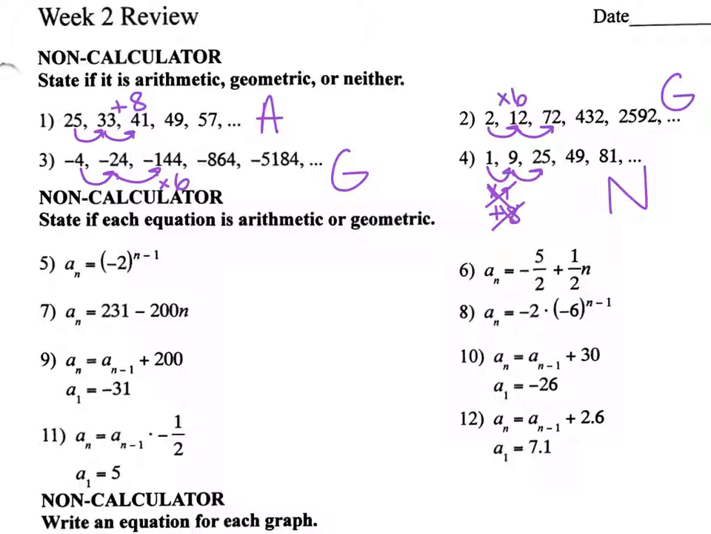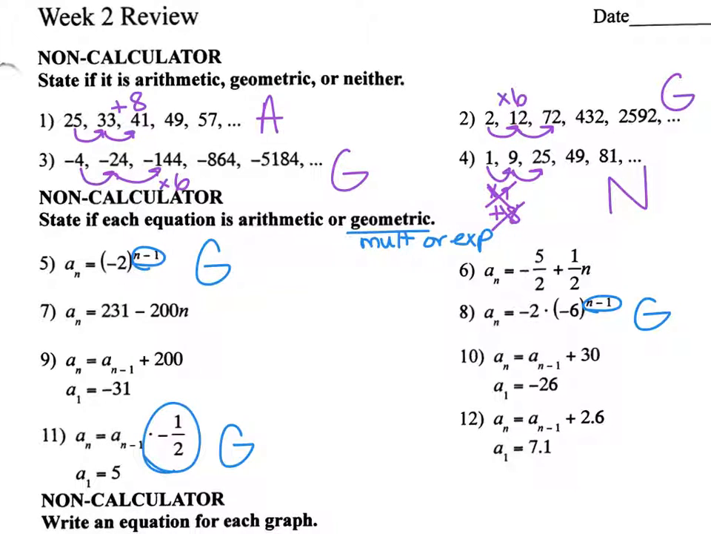On this bottom set, we said geometric. You either are looking for something that's going to multiply or you're looking for an exponent. So for example, 5 has the exponent, so it's geometric. Number 8 has an exponent, so it's geometric. Number 11 is multiplying, so it's geometric. Which means since your only other option is arithmetic, that means everything else here is going to be arithmetic. Specifically, you should notice that 9, 10, and 12 are arithmetic because it says they're adding as the pattern.